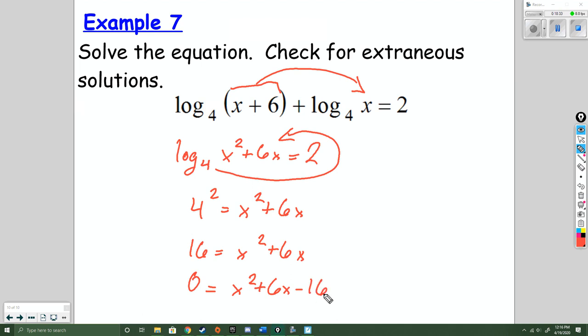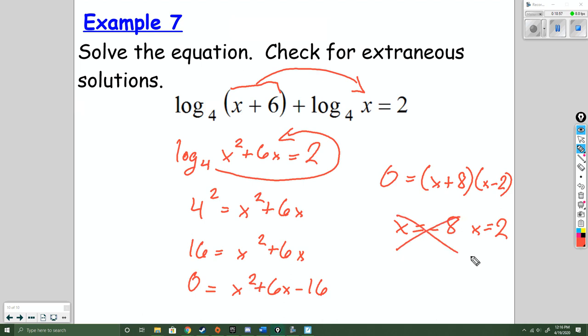And now we can try to factor. All right, this is factorable. We get 0 equals x plus 8 times x minus 2. And then set each one of these factors equal to 0 and solve. If we solve, we get negative 8 and positive 2. And let's double check those solutions. Negative 8 is the one that doesn't work. All right, 2 does work.